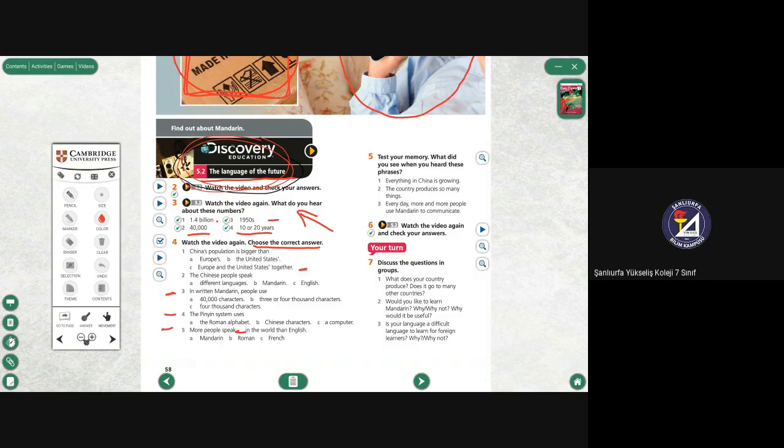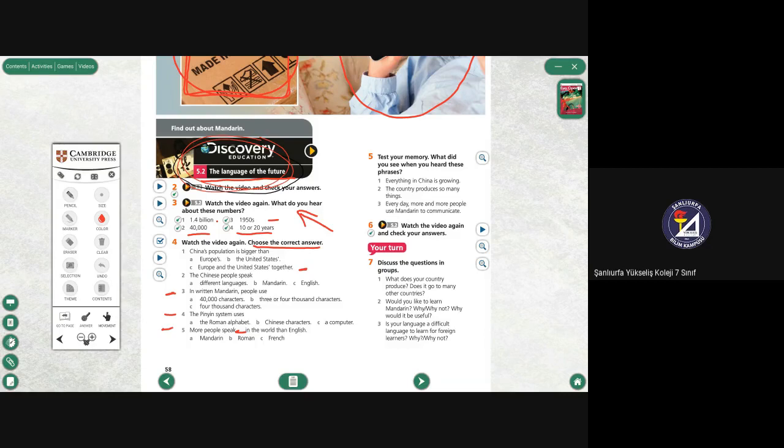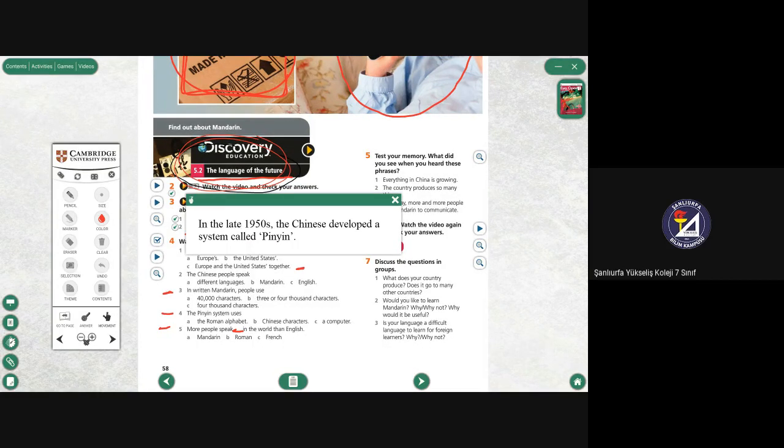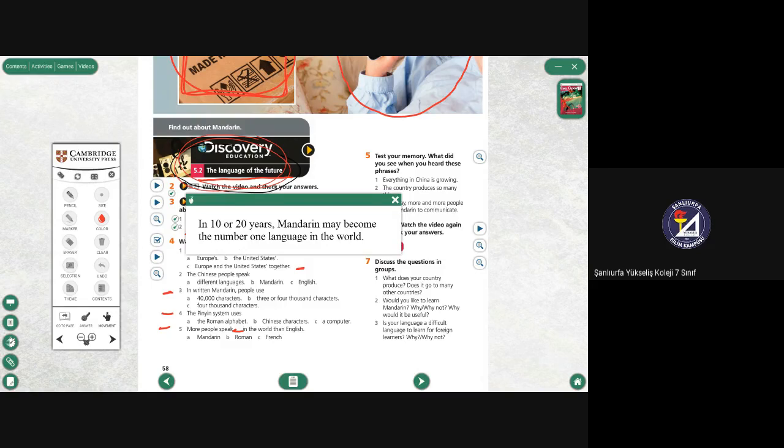Number 2, 40,000. What do you hear about it? Yes, there are about 40,000 characters in Mandarin. Mandarin is the official language in China, as we said. Number 3, 1950s. What do you hear about it? Well, in the late 1950s, the Chinese developed a system called Pinyin. Number 4, 10 or 20 years. What can we hear about this number? In 10 or 20 years, Mandarin may become the number one language in the world, the first language in the world.